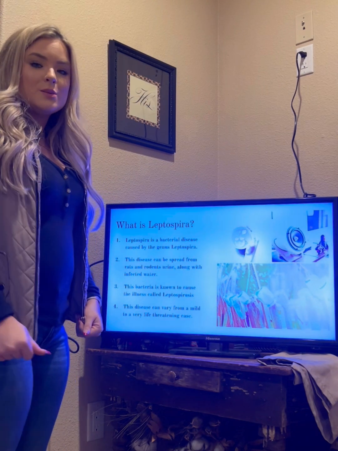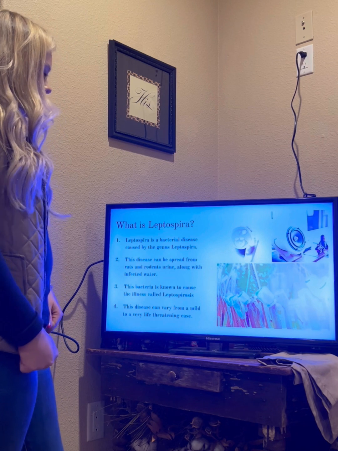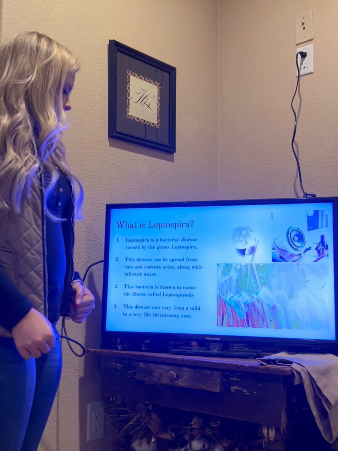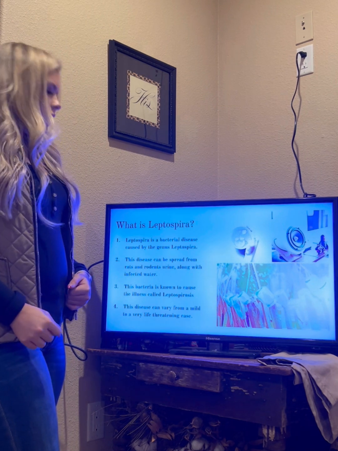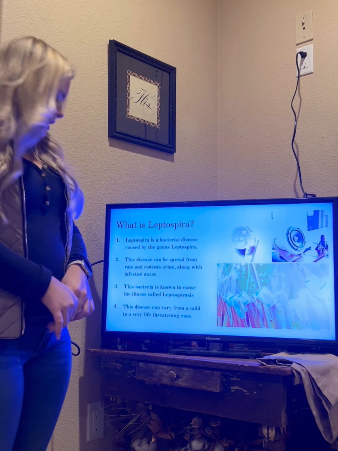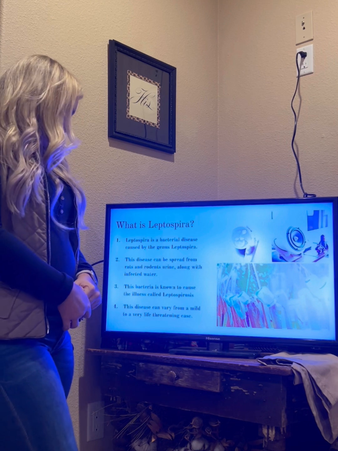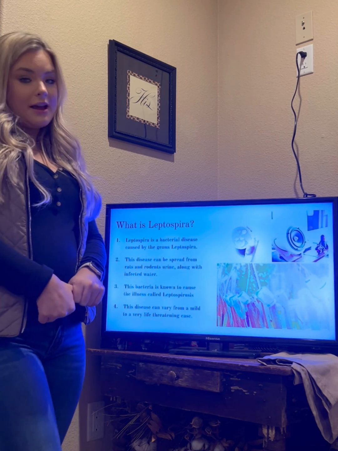What is Leptospira? Leptospira is a bacterial disease caused by the genus Leptospira. This disease can be spread from rats and rodents' urine along with infected water. This bacteria is known to cause an illness called leptospirosis. This disease can vary from a mild to a very life-threatening case.